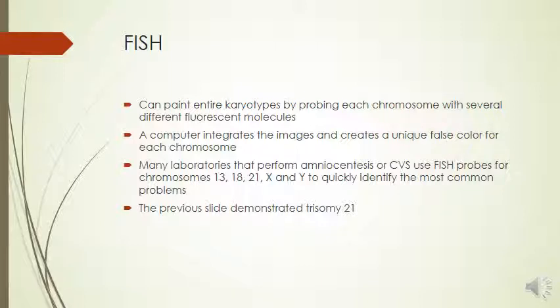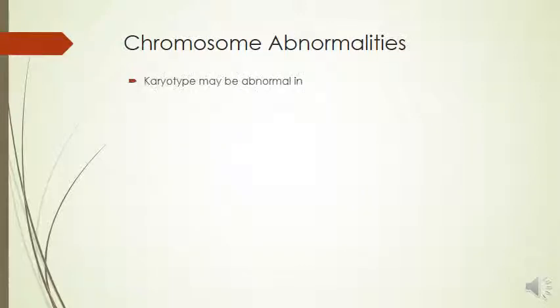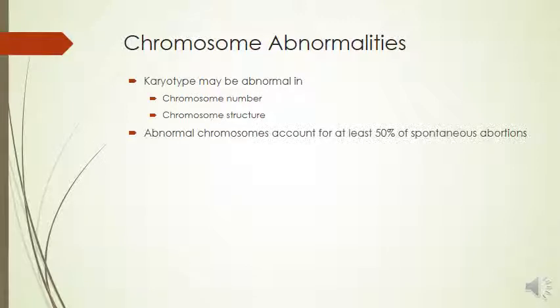The previous slide that we looked at demonstrated trisomy 21, where we saw the 3 number 21 chromosomes. In looking at chromosome abnormalities, a karyotype may be abnormal in chromosome number and in chromosome structure, and abnormal chromosomes account for at least 50% of spontaneous abortions.